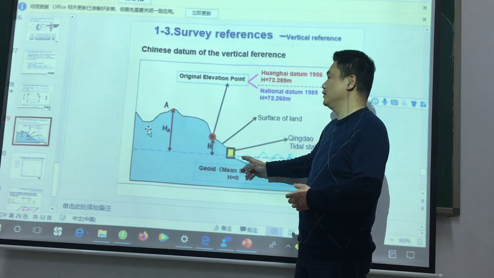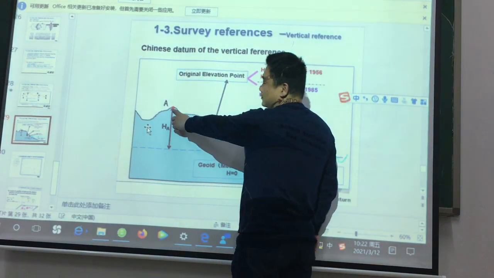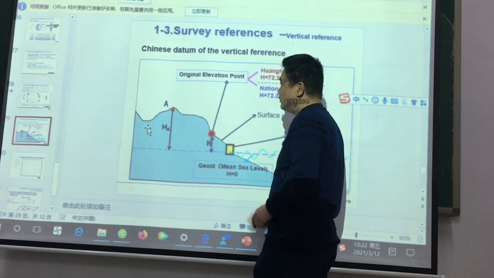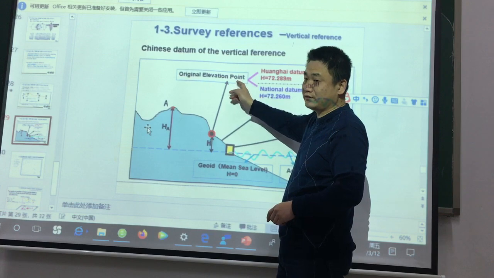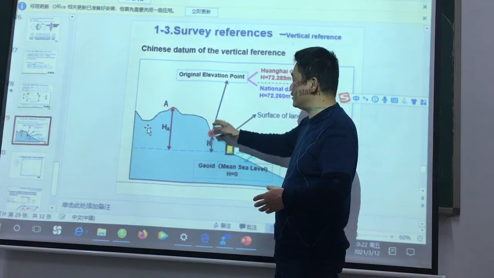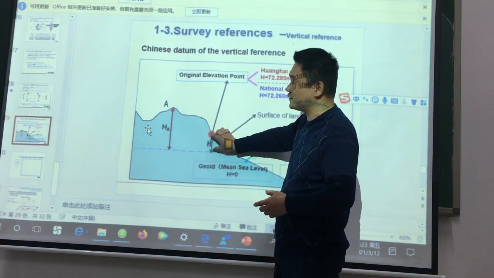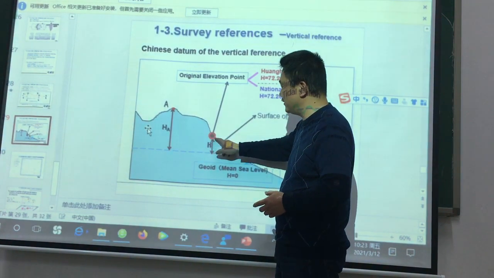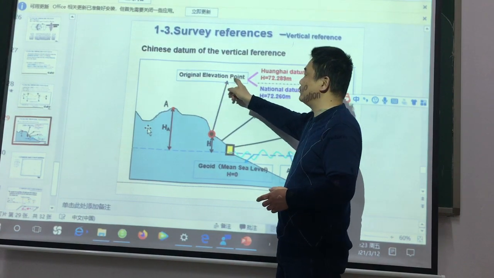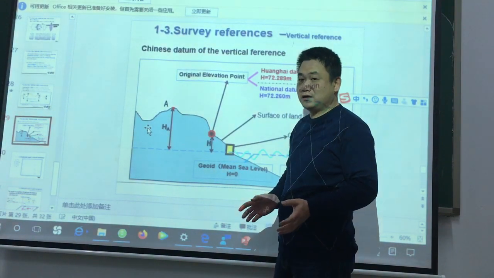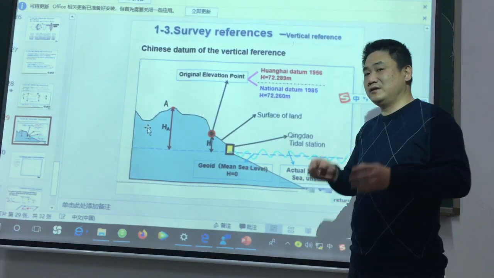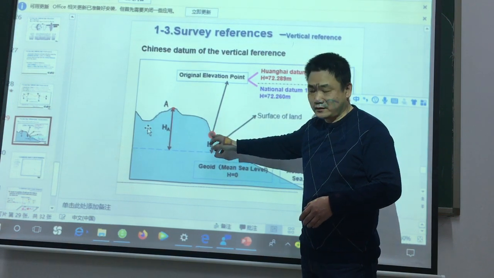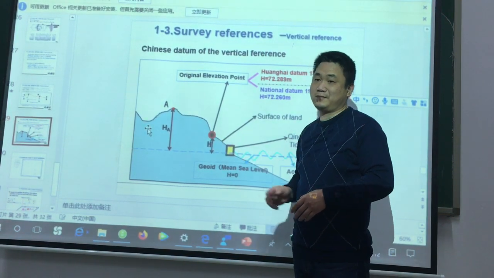So at the seashore we use a mark. We say this is the original elevation point. Use some instrument to survey the elevation of this point, which means getting the absolute elevation. And then use this point as the original elevation point of the whole country. Each control point's elevation in this country will be surveyed from this point, step by step.